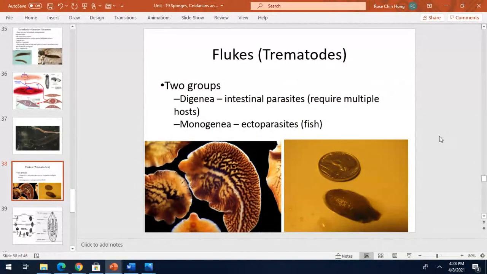The next group is the trematodes. The trematodes are the flukes. There are two groups of trematodes. They're called digenia, which means it has two or more hosts for its life cycle. And these are found like intestinal parasites. And you have monogenia, which have one host in their life cycle for the flukes. And those are ectoparasites, which we'll see in the gills of fish.